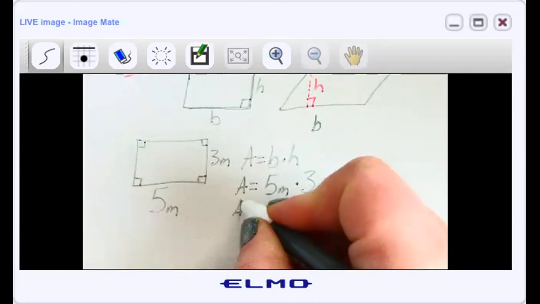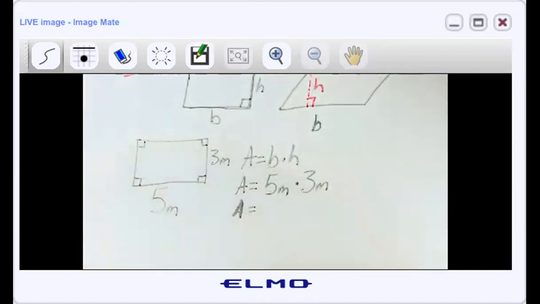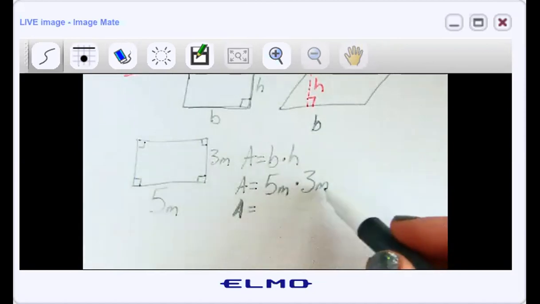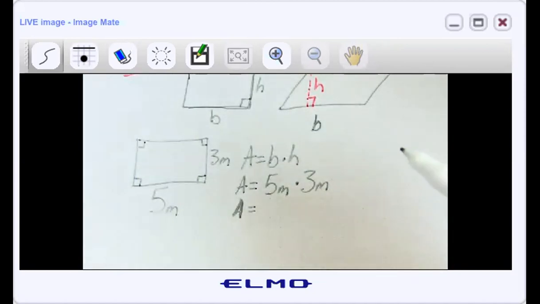Feel free to unmute yourself and tell me. What do you get when you have meters times meters? Anybody know? I know you know because I taught a whole bunch of you. Yeah, so they do end up as an exponent, right? Even if that was x, if it was x times x, isn't it x squared? But here it's m times m, that's m squared.